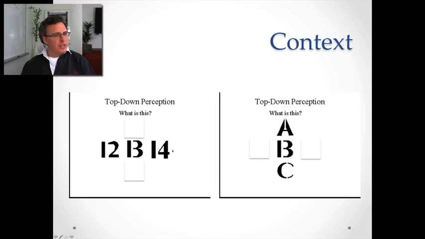And the point is, if this is all you saw, then this middle object would look a lot like a 13. And if this is all you saw, then this middle object would look a lot like a B, even though it's the exact same sensory stimulus.